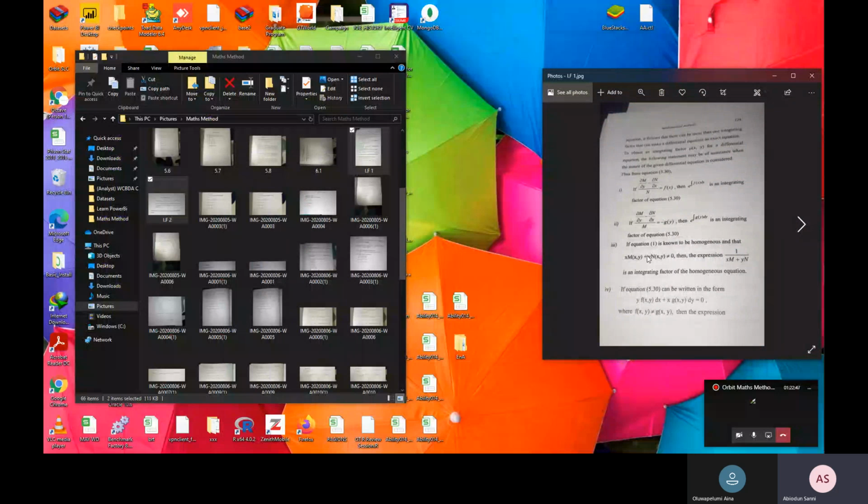To check it, look at if equation 1 is to be homogeneous, and you have x times M plus y times N not equal to 0, then the expression is an integrating factor for your homogeneous equation. So first of all, our equation is a homogeneous equation. We put that at the back of our mind. Now, if I can perform this expression, I can check whether it is equal to 0.